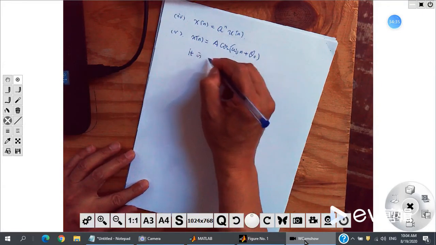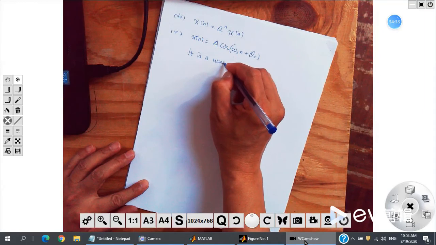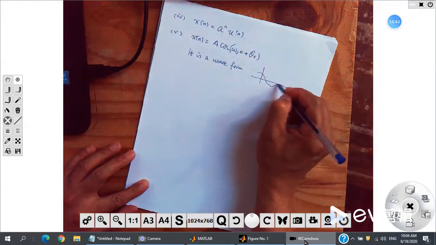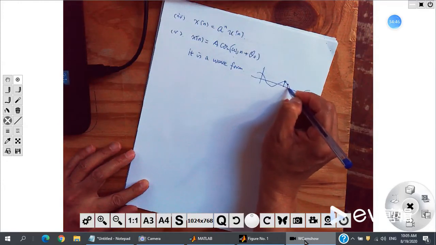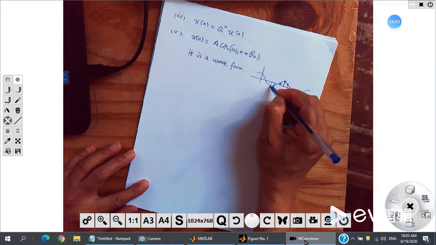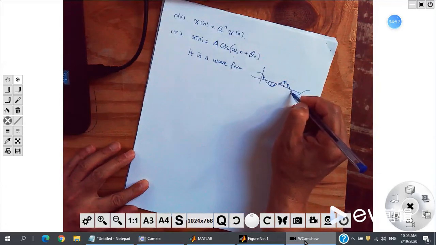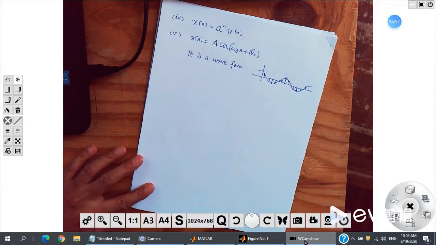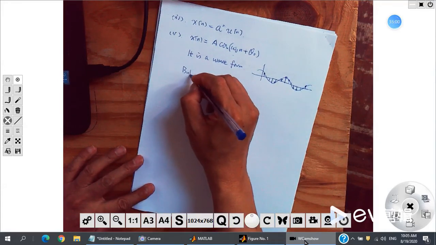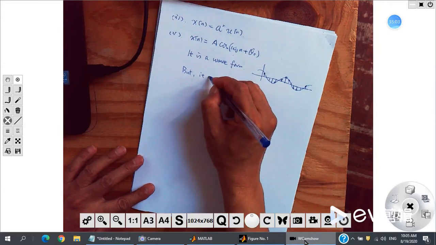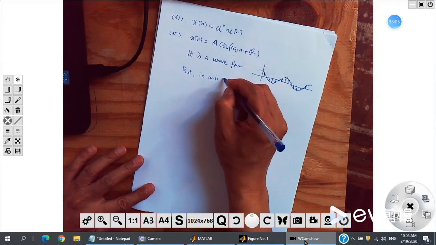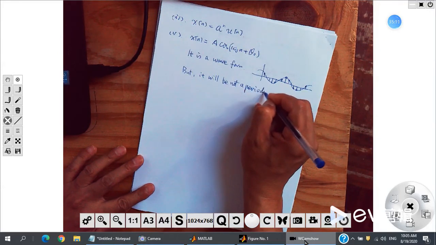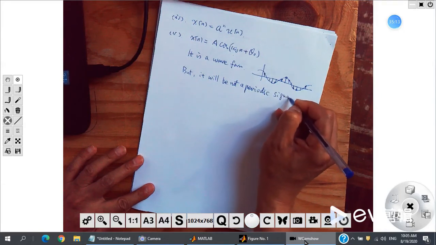It is a waveform, right? It is a wave. Something looks like this. You have the values, not the curve, just those dots. Those dots are the values in the signal. But it will not be a periodic signal in general.